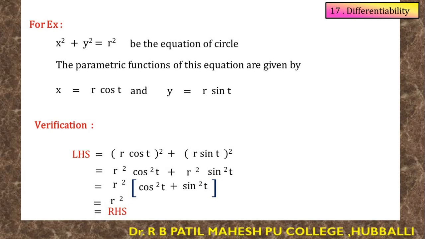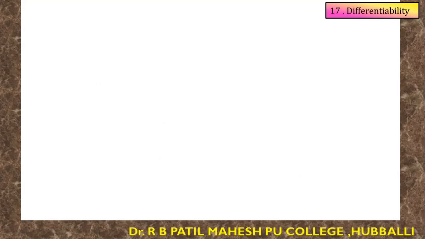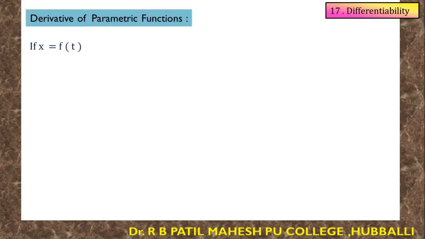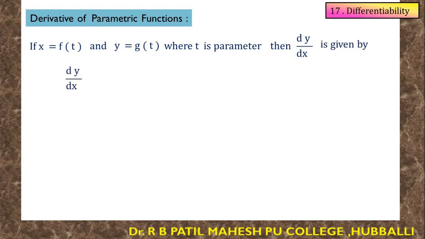I hope you got it, students. Now in this video you are learning, if x and y parametric functions are given, then how to find dy by dx. So let me first define how the derivative dy by dx is given if parametric functions are given. If x is equal to a function of t and y is equal to a function of t, where t is the parameter, then dy by dx, that is the derivative of the y function with respect to the x variable, is given by like this.